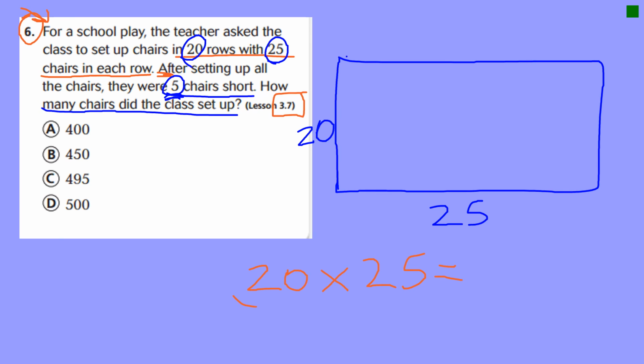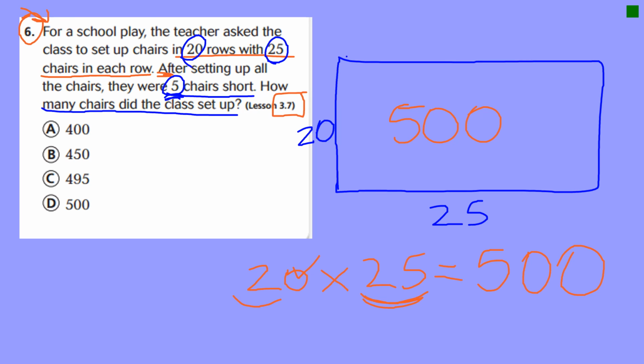Okay, 2 times 25, right? What's 2 times 25? How much do you have if you have 2 quarters? How much do you have? You have 50 cents. 2 times 25 is 50, but it wasn't 2, it was 20. So we need to make this 10 times bigger. Okay? So they were supposed to set up 500 chairs, but they were 5 chairs short.